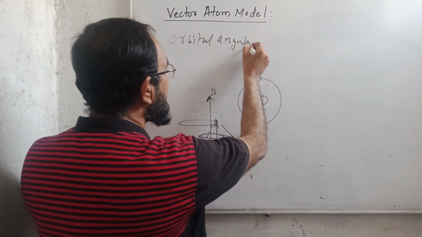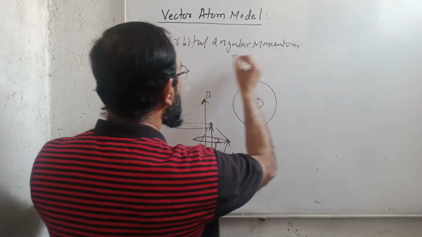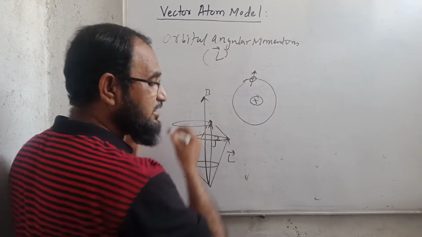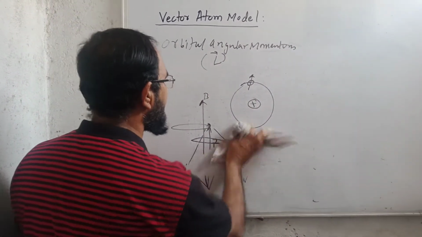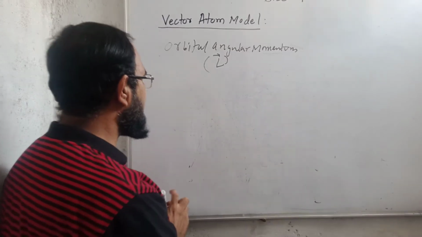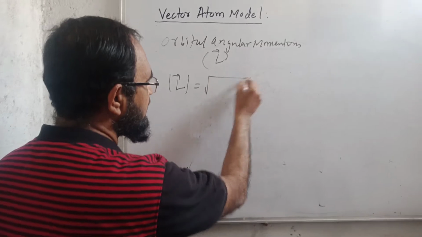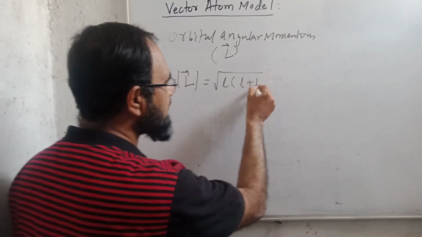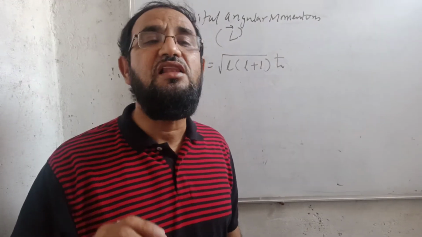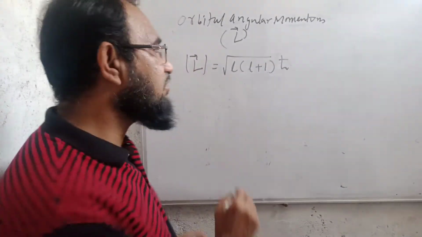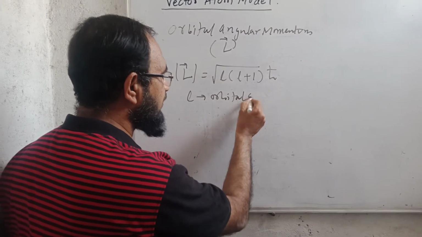Orbital angular momentum is denoted by L. We can write the magnitude of L using the formula: magnitude of L is equal to the square root of l into l plus 1, times h cross, where small l is called the orbital quantum number.